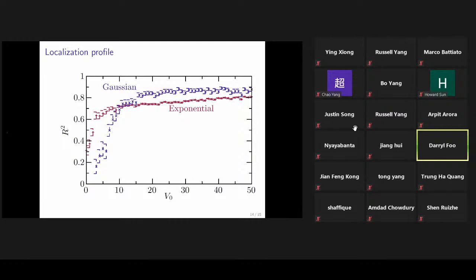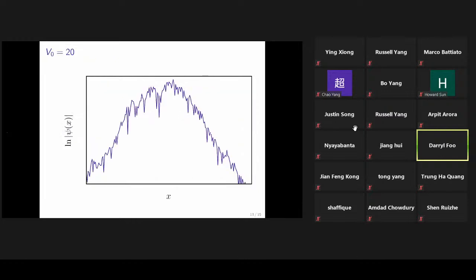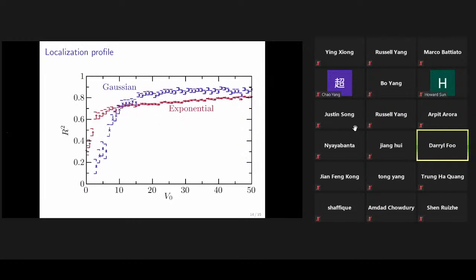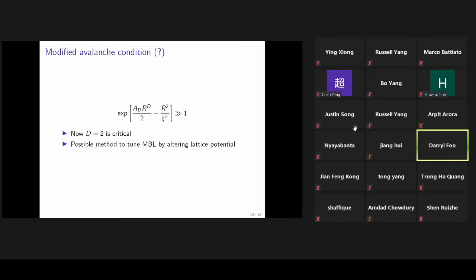There's a little bit of noise. R squared isn't fantastic because of the random potential causing a lot of these ups and downs, which causes the mismatch. But exponential is better for low V0. We can see that Gaussian is actually quite terrible. But as V0 increases, and the effective noise gets smaller and the jaggedness gets smaller, we can see that Gaussian is a better fit to this data than exponential.